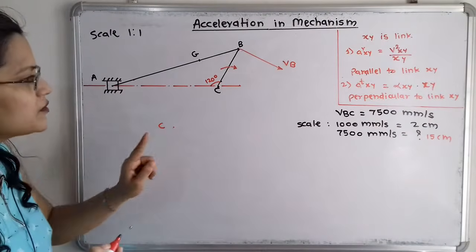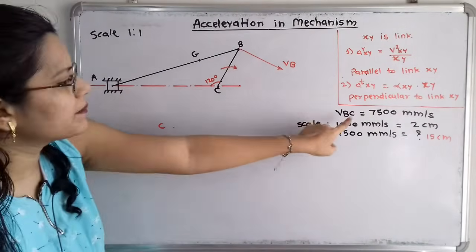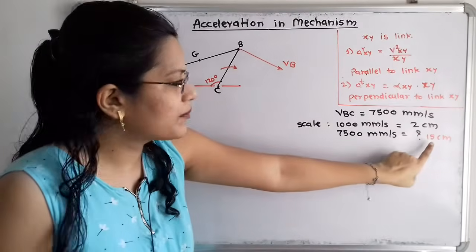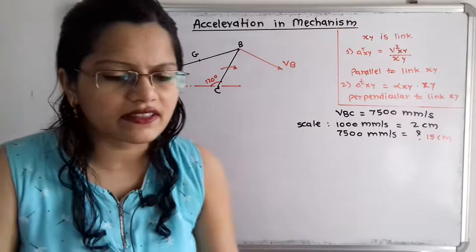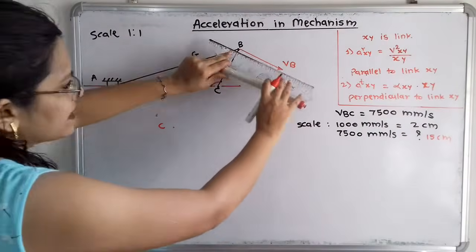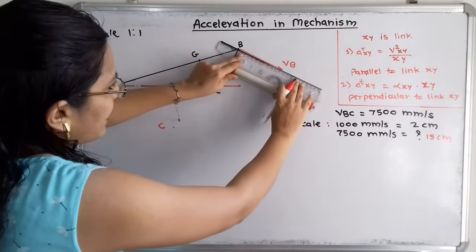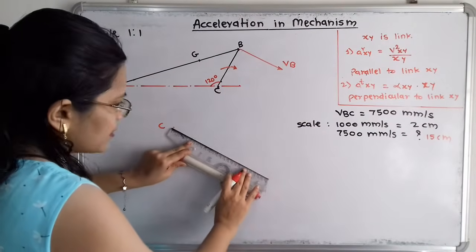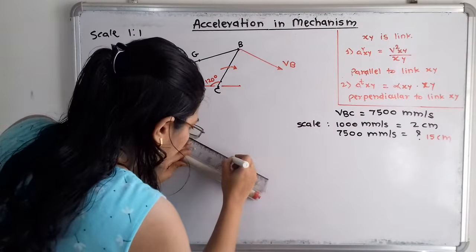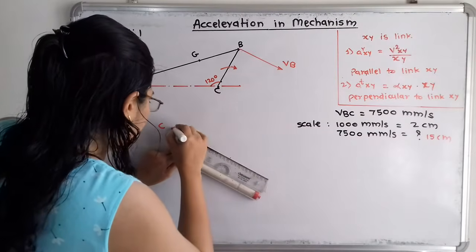Now from this point we have to draw this VBC with scale or magnitude 15 centimeter and in this direction. So I will take the roller and from this space diagram I will take the line parallel to this VB, and here I will shift this with a distance of 15 centimeter.